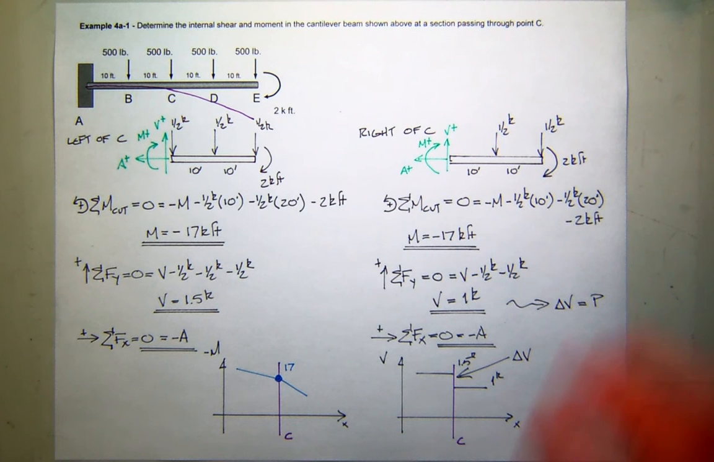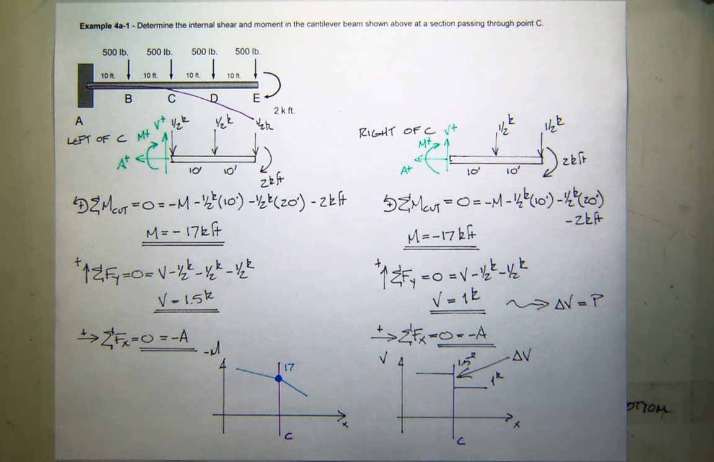So what would be the correct answer? I understand. That's a good question. It asks for the internal shear force and bending moment at C. What's the internal moment at C? Negative 17. What's the internal shear at C? The complete answer would be just to the left, it's 1.5. Just to the right, it's 1. So you want to have both. If there's a load passing through, you want to have both.